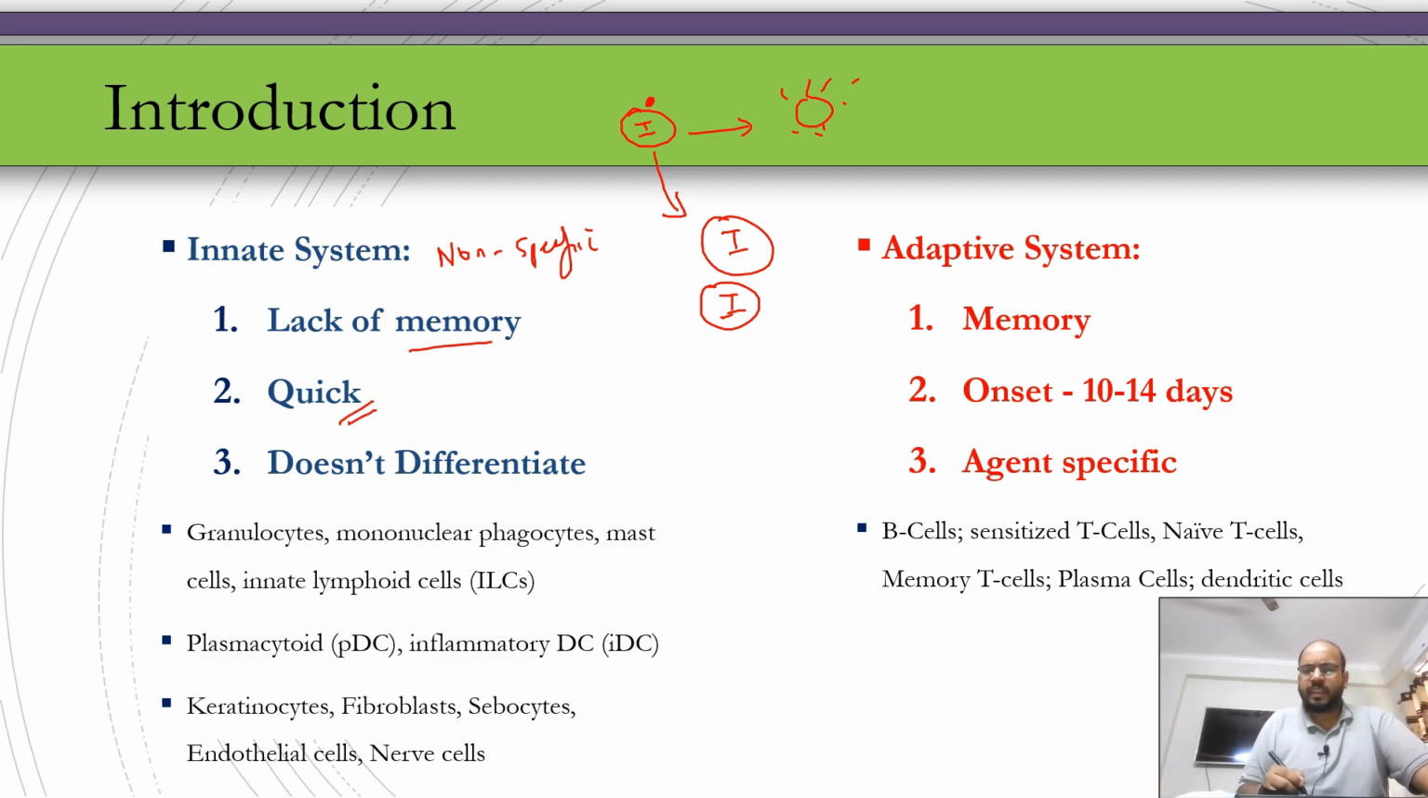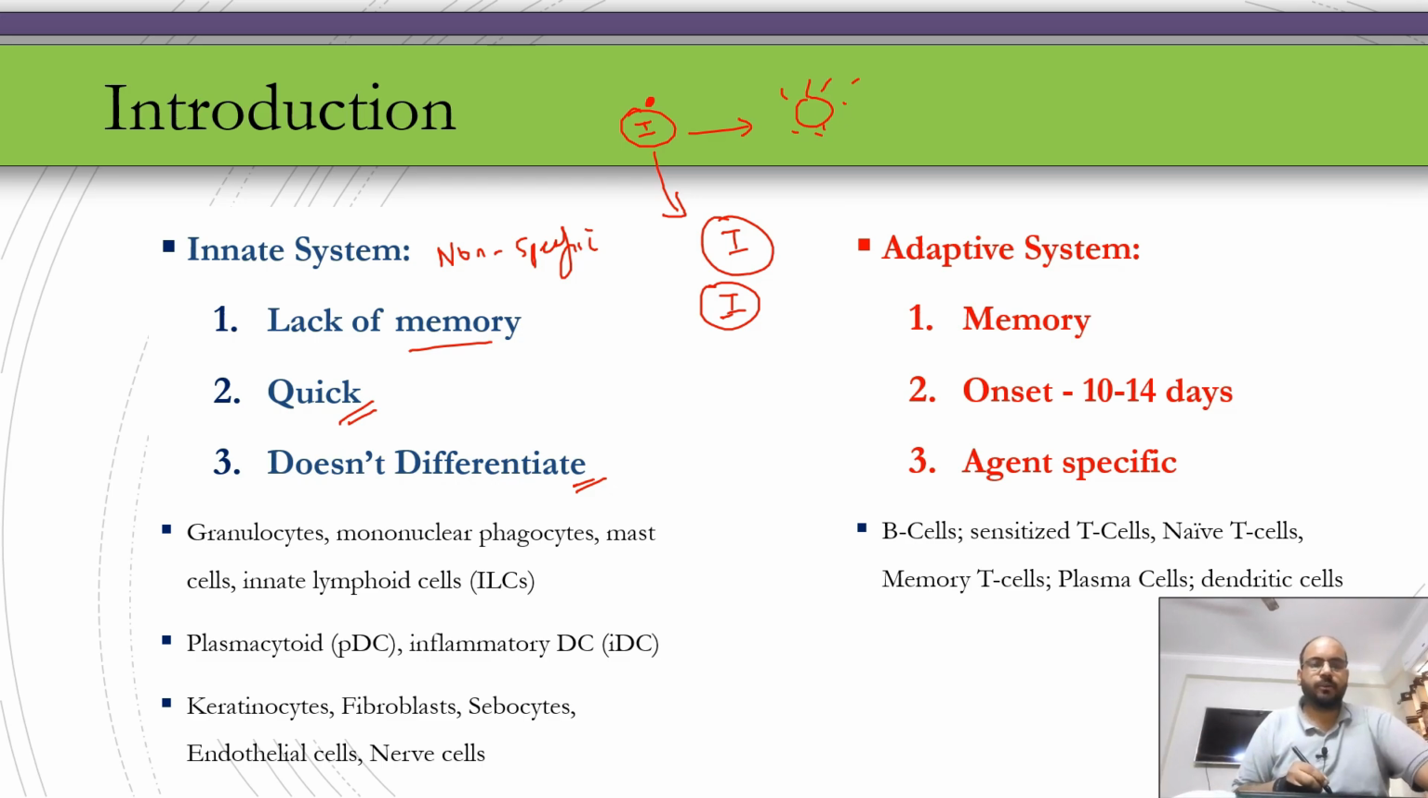Now it is quick. If I don't have to learn new things, if I don't have to remember and memorize, it's like a government employee. You are sitting in a government center and all the employee does is stamp on paper. Okay, he doesn't see what kind of paper it is. The only job is to stamp it. So if I just have to stamp, I don't have to read anything and be specific about it, it will be a quick process. So that's why the innate system is quick. It doesn't have to modify itself depending on different antigens. It just has to start the inflammatory process. So the innate system does not differentiate between antigens. It is a similar response to each and every different kind of antigen.